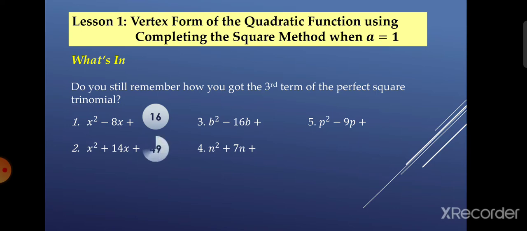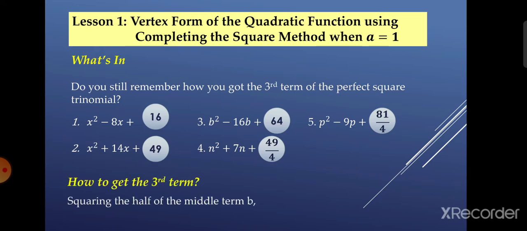Number 2. How about number 2? 49. Nganong 49 na siya? Number 3. 64. B squared minus 16b plus 64. The fourth one, n squared plus 7n plus 49 over 4. Fraction ang answer. Then the last one is p squared minus 9p plus 81 over 4. Fraction ang answer. Okay.